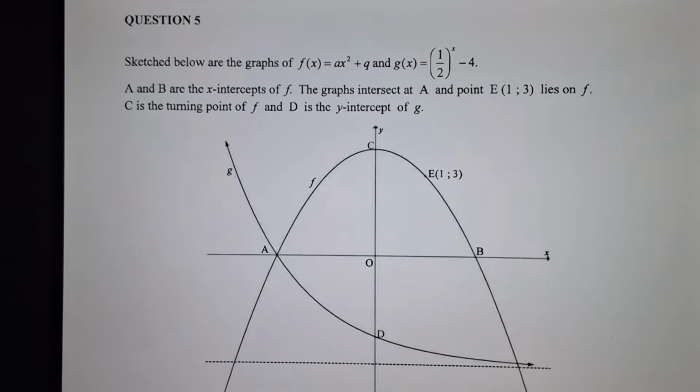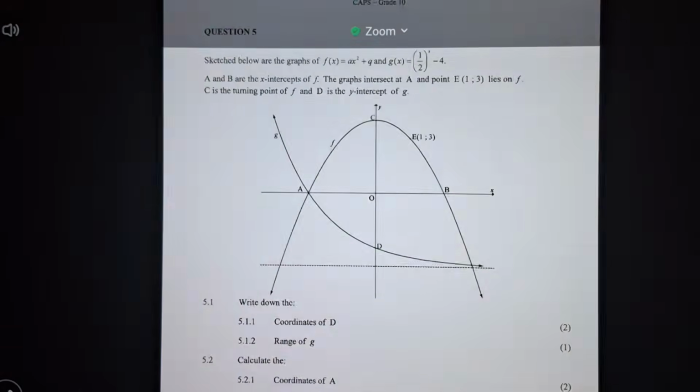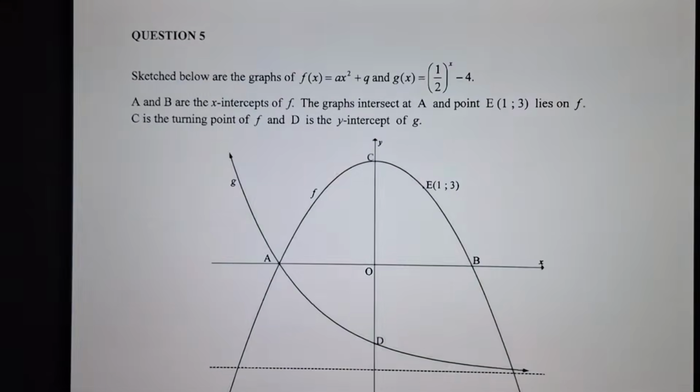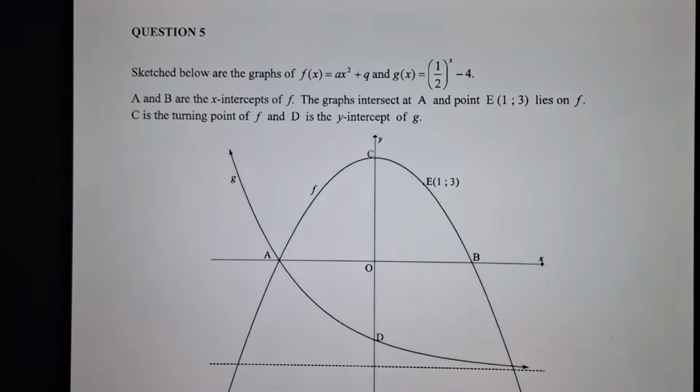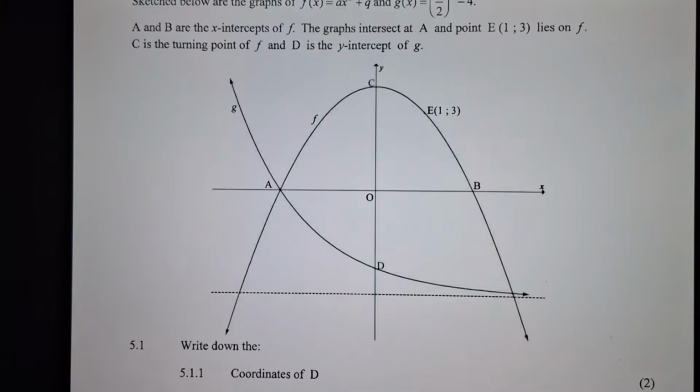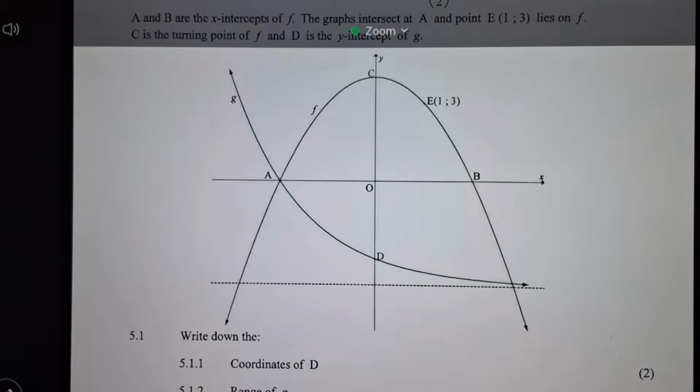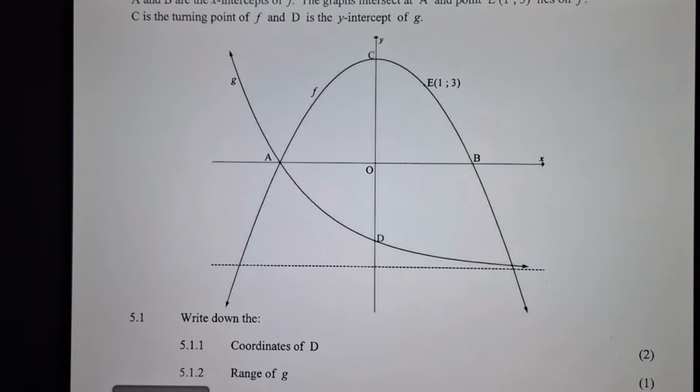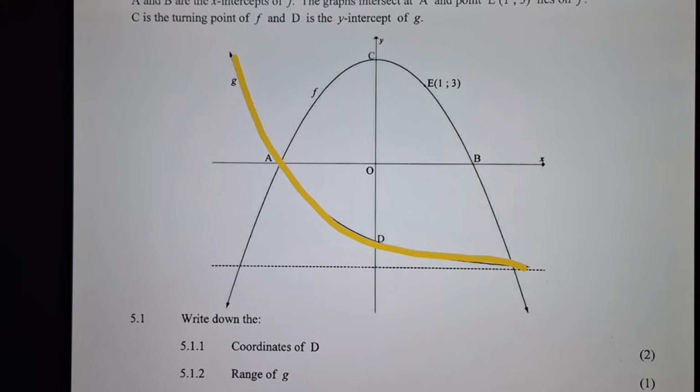Graph G, don't forget, is the exponential graph. So we're going to write the range of the graph. Let me zoom it in for you so that you can see the graph very clearly. Graph G is this one, the exponential graph. We are supposed to write the range, meaning you look at the lowest point and the highest point of the graph in terms of the y-axis.